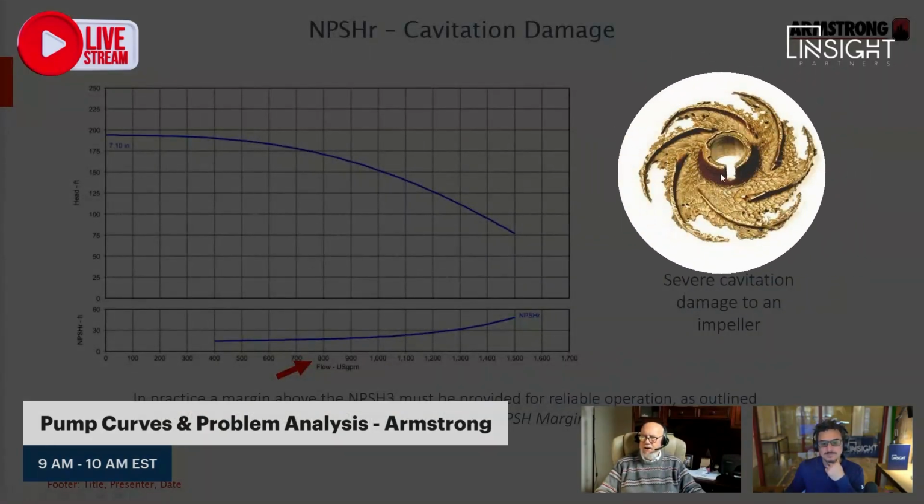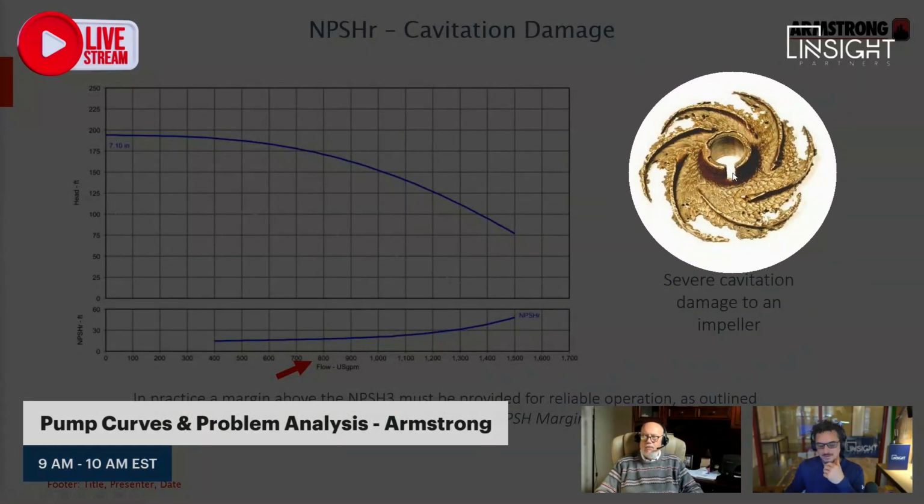The pretty picture right here, that's what an impeller looks like that's been cavitating. Oh my gosh, that is horribly severe cavitation. Now, how long would that take to happen?